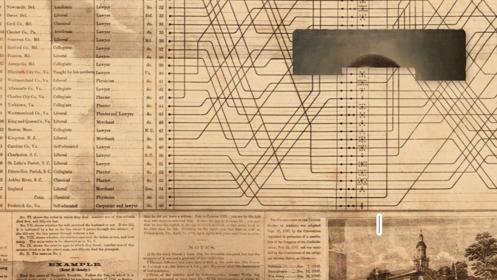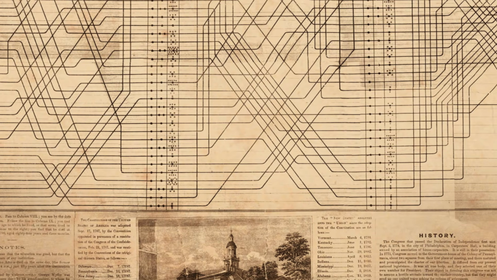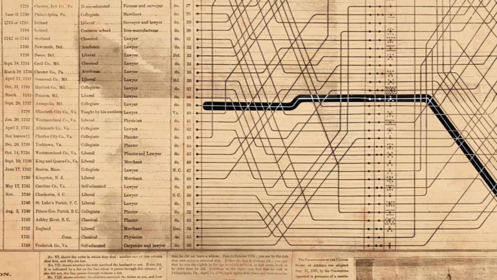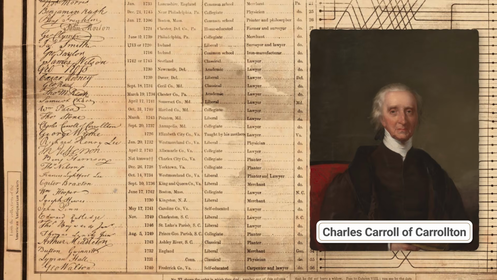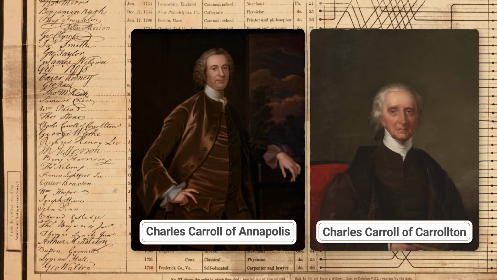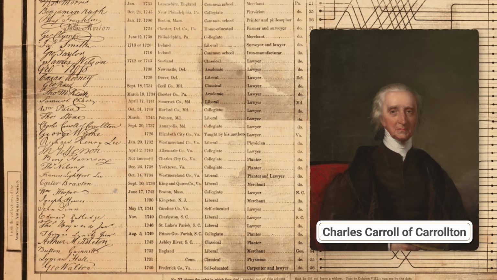Now, what about the last person to die? Well, let's go to the bottom and follow this line here. It leads to Charles Carroll of Carrollton, who died in 1832, and who was the only Catholic to sign the Declaration. His signature is interesting because it's the only one that includes a place of residence as a part of the name. He did this in order to distinguish himself from his father, who was known as Charles Carroll of Annapolis.